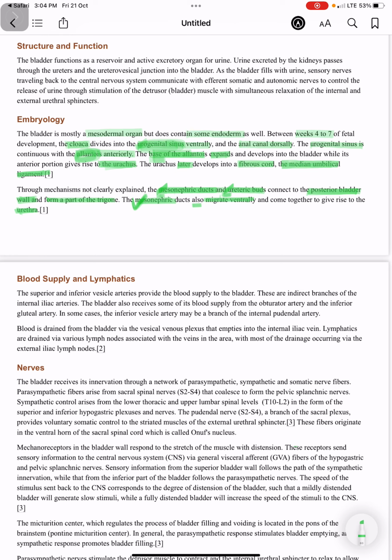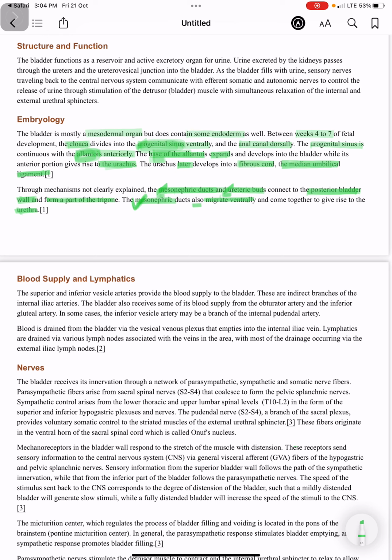Mesonephric ducts and ureteric buds form the posterior bladder wall and form a part of the trigone. Urachus later develops into a fibrous cord, the median umbilical ligament. The base of the allantois expands and develops into the bladder, while its anterior portion gives rise to the urachus. The cloaca divides into urogenital sinus ventrally and the anal canal dorsally.